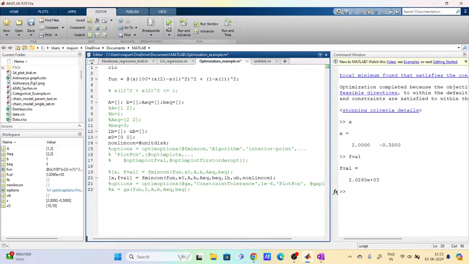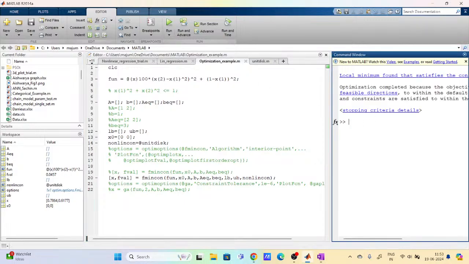Now if you run the program, what is the function value? These are the two values, meaning the strategic decisions. The x1 value is 0.7864, the x2 value is 0.6177. And what is the f value? It is the function value, which is the main thing here. The f value is 0.0457.